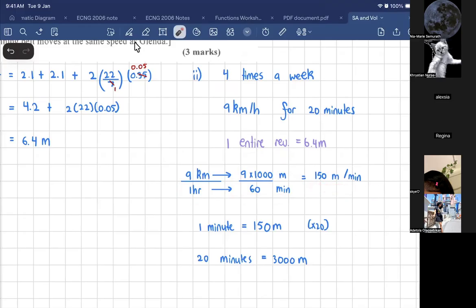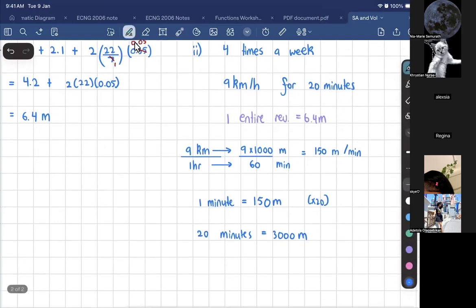Why is that important? From this, we could figure out that in 1 minute, she's traveling 150 meters. Cool. And in one session, she does this for 20 minutes, so I'll multiply by 20 and figure out that in 20 minutes, she covers 3,000 meters. Cool.